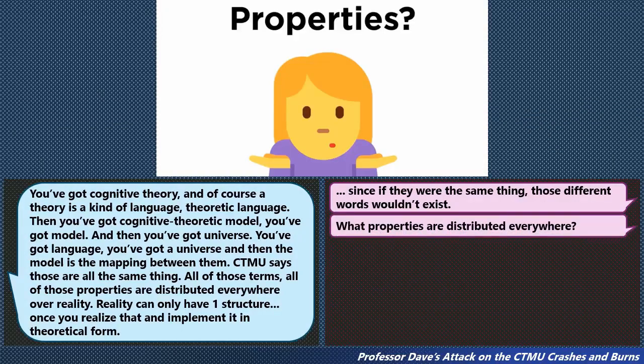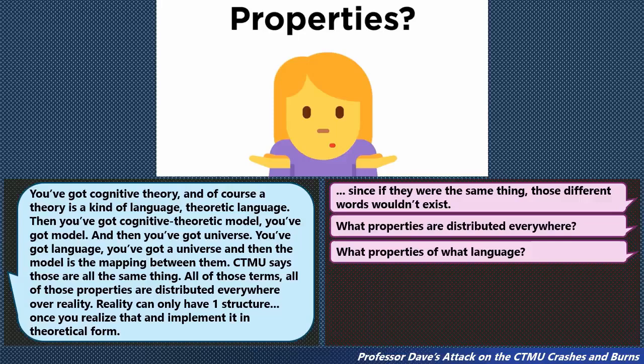What properties are distributed everywhere? The ones he just said, look. Language, universe, and model. Properties of language? What properties of what language? No. Properties of language. Chris Langan referred to language in general, which has properties like syntax and semantics.